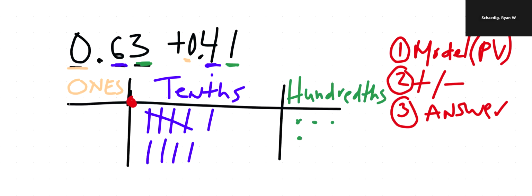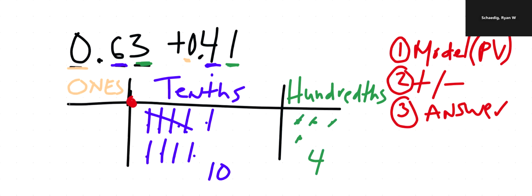So if I look at this number and I go to my hundredths place, I see I have 1, 2, 3, 4 hundredths. If I come over to my tenths place, I see that I have 1, 2, 3, 4, 5, 6, 7, 8, 9, 10. Oh, wait a minute. I have 10. I can't put 10 in there, right? That's not a digit, that's a number, and I need a digit in the tenths place.